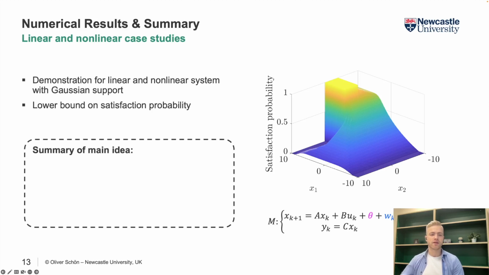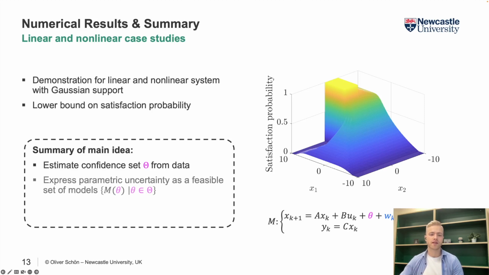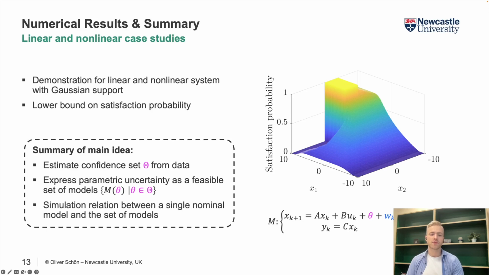To summarize, our main approach here again is that we estimate the confidence set theta from data, and with some confidence this is going to contain our true parameterization. We then express the parametric uncertainty in our model as a feasible set of models. Our new sub-simulation relations then allow us to construct a simulation relation between a single model and a whole set of models. And this is how we are able to address the system model mismatch.